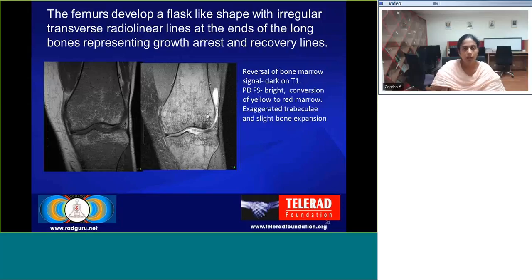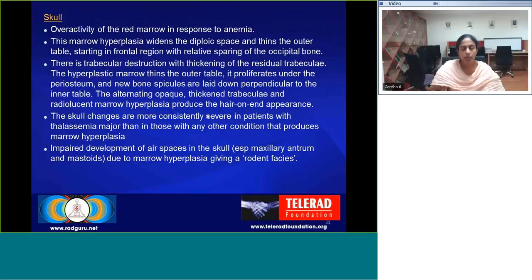In the skull, there is overactivity of the red marrow in response to the anemia. This marrow hyperplasia widens the diploic space and thins the outer table, starting in the frontal region with relative sparing of the occipital region. There is trabecular destruction with thickening of the residual trabeculae. The hyperplastic marrow thins the outer table and it proliferates under the periosteum, and new bone spicules are laid down perpendicular to the inner table.